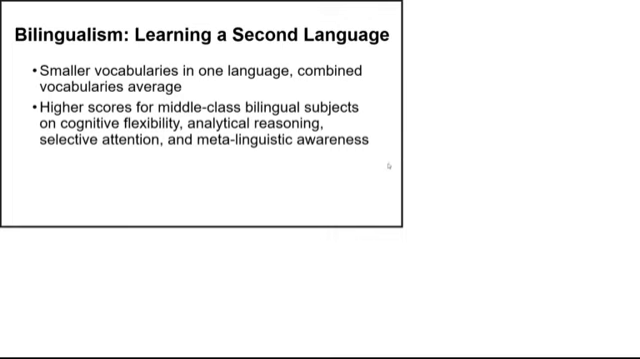Perfect. So a lot of times when we do see people who are taught two languages at the same time, even though their vocabularies might be limited, and even if it might take them just a little bit longer to get up to certain milestones within a language, we do actually see that people who are bilingual will score higher on tests of things like cognitive flexibility, as well as analytical reasoning and selective attention, and even that meta-linguistic awareness that we were talking about before, being able to think abstractly.